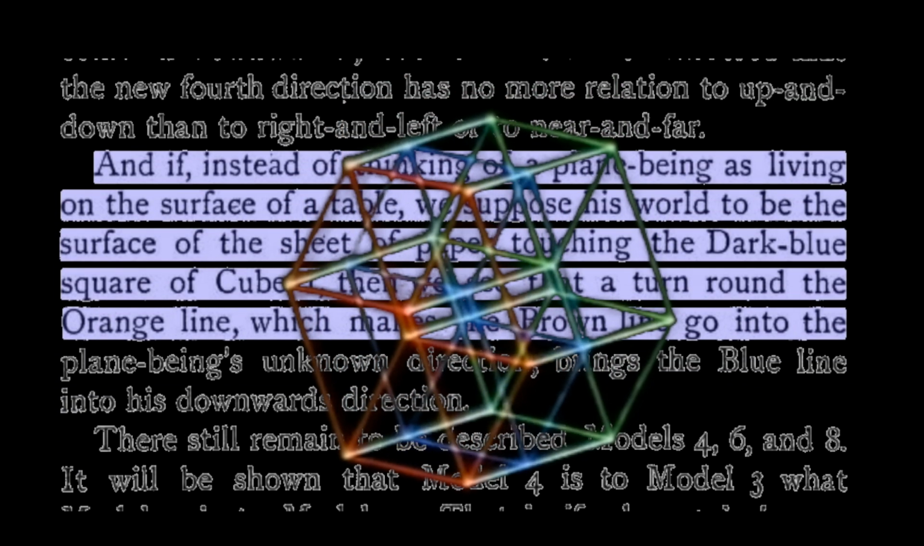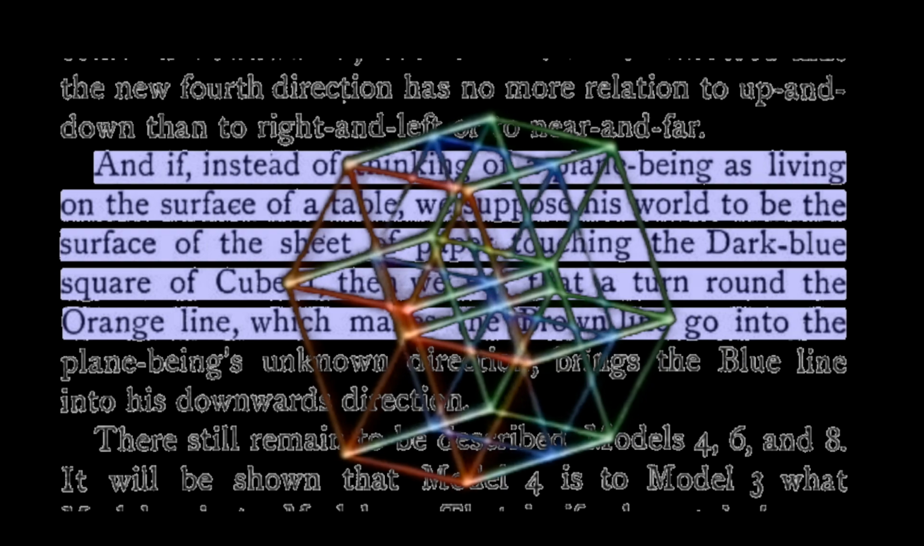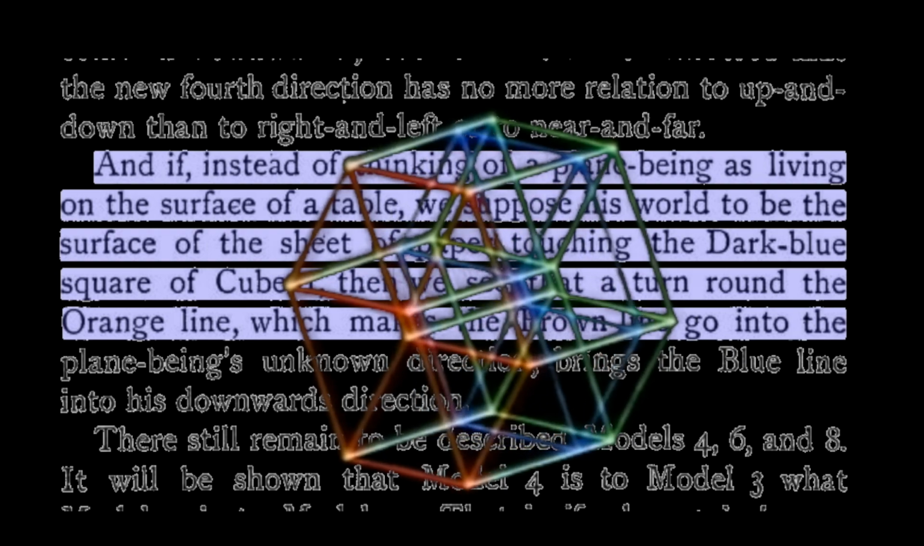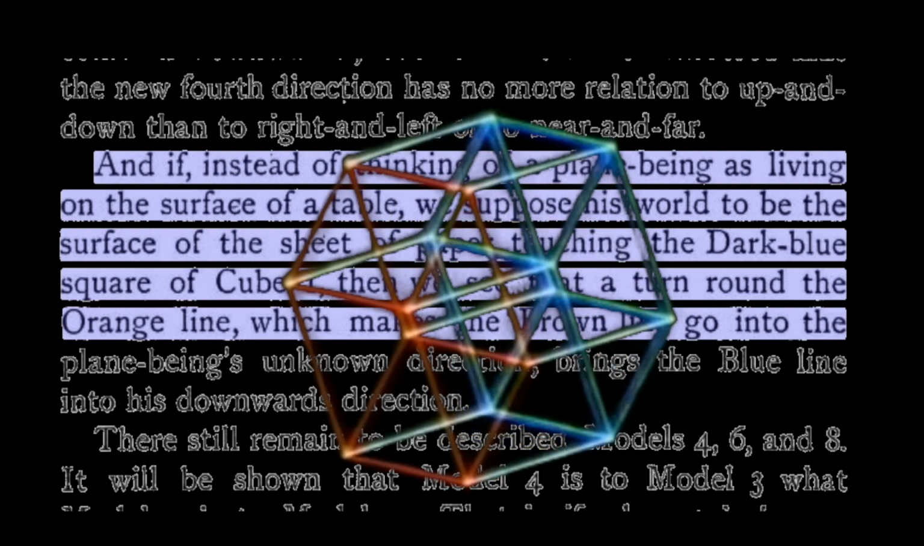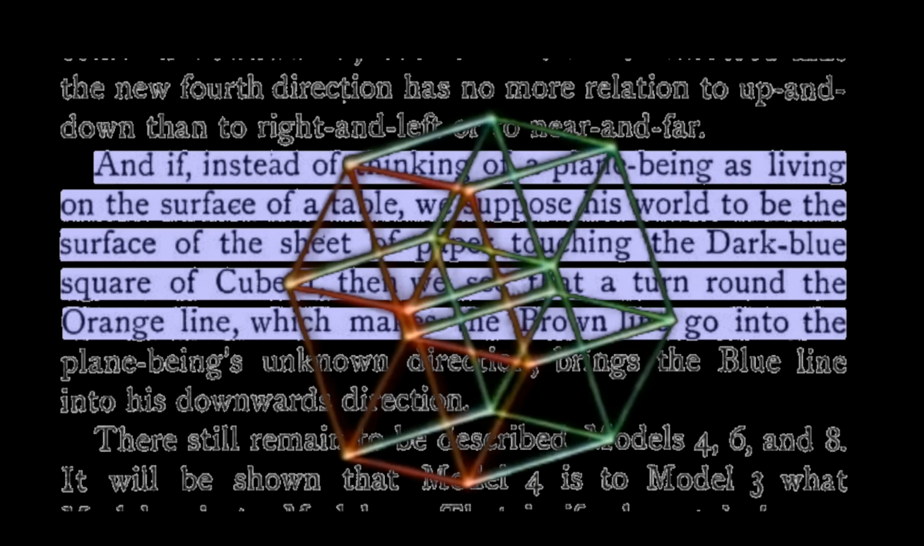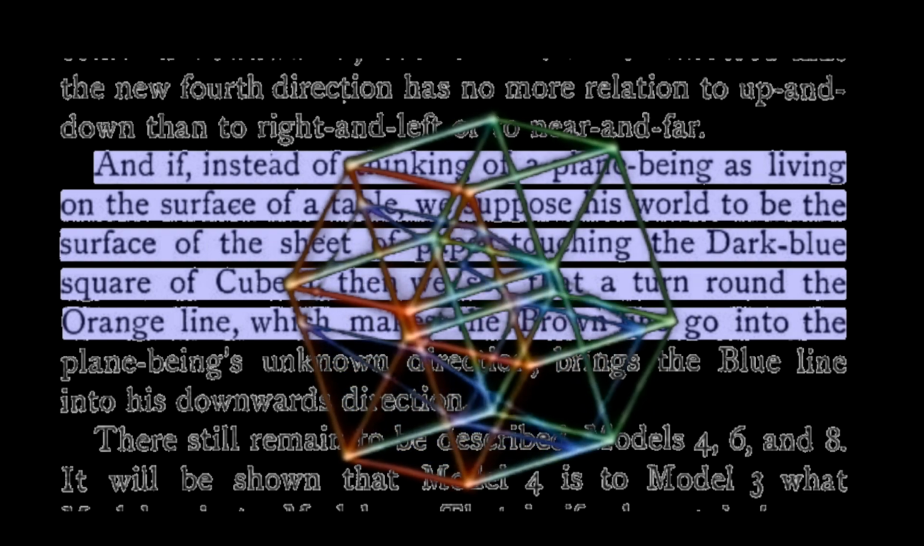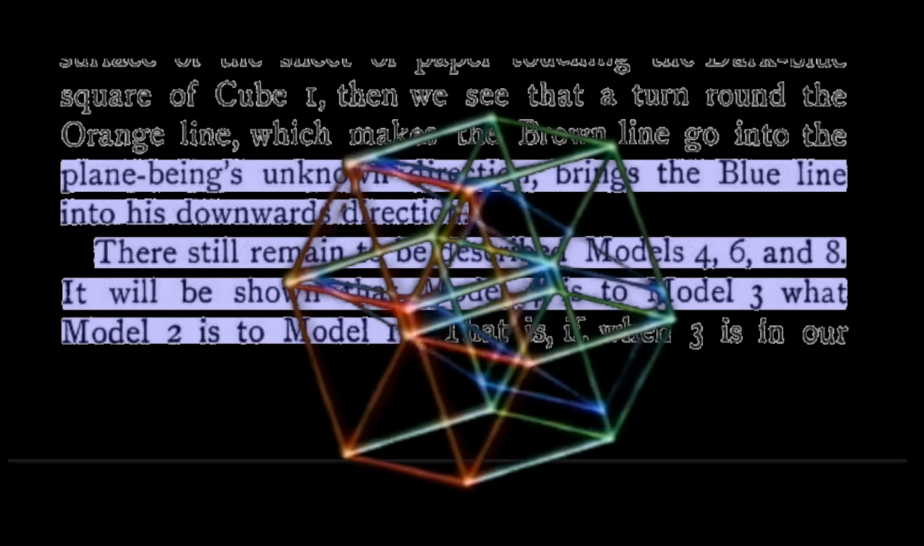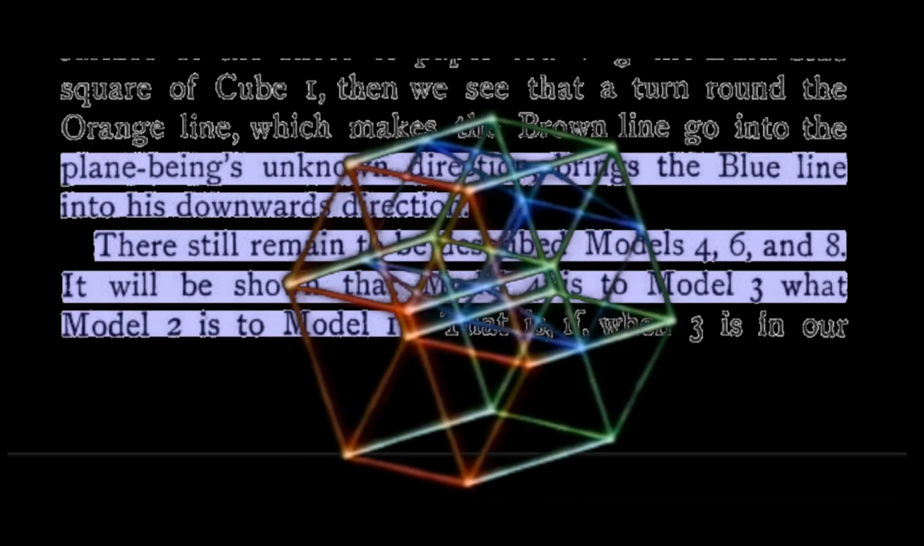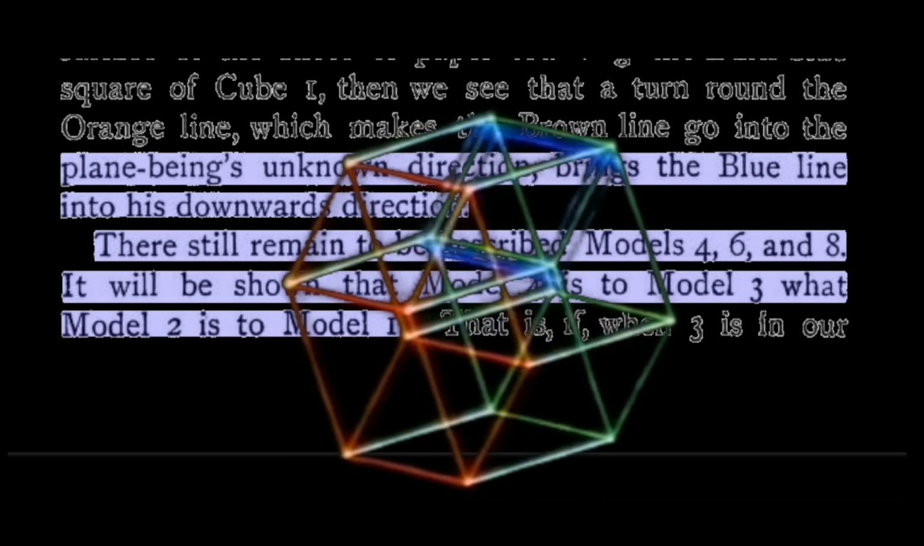And if, instead of thinking of a plane being as living on the surface of a table, we suppose his world to be the surface of the sheet of paper touching the dark blue square of Cube 1, then we see that a turn round the orange line, which makes the brown line go into the plane being's unknown direction, brings the blue line into his downwards direction.